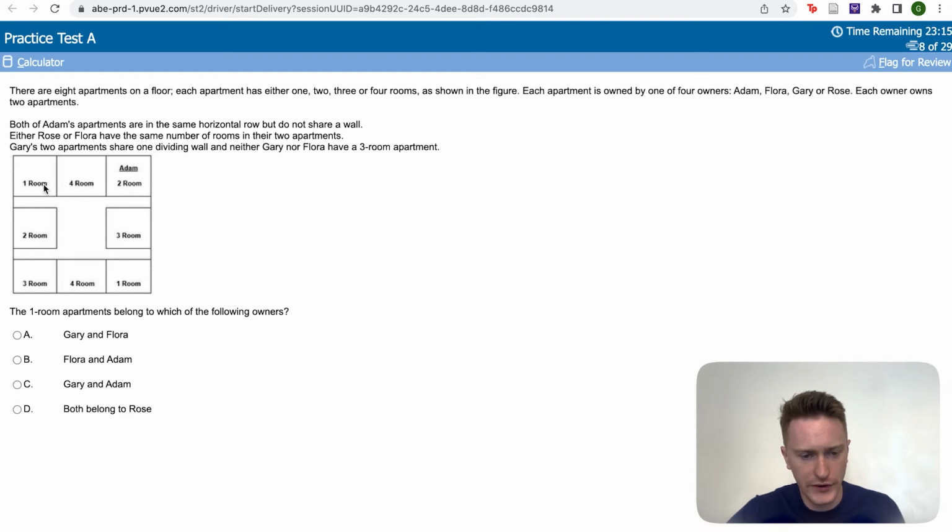So if we look at the question, we're looking for the 1-room apartment. So Adam must be in the answer, fine. Either rows of, this is a bit of a cryptic clue, I don't really like it. Let's go on to this one.